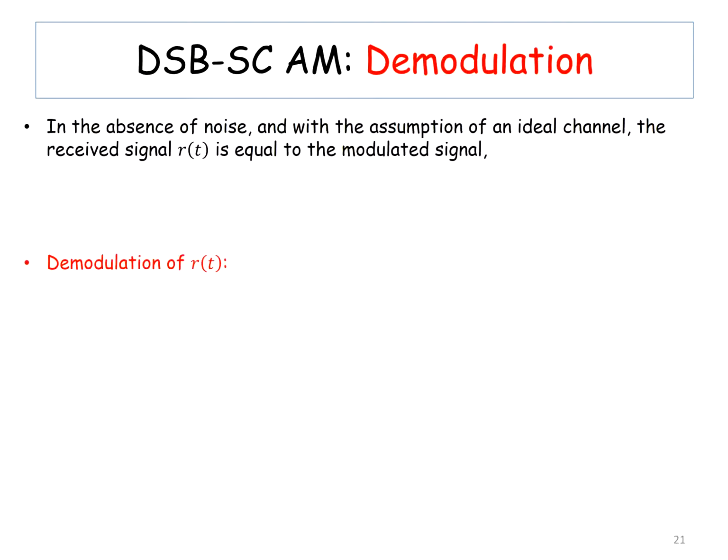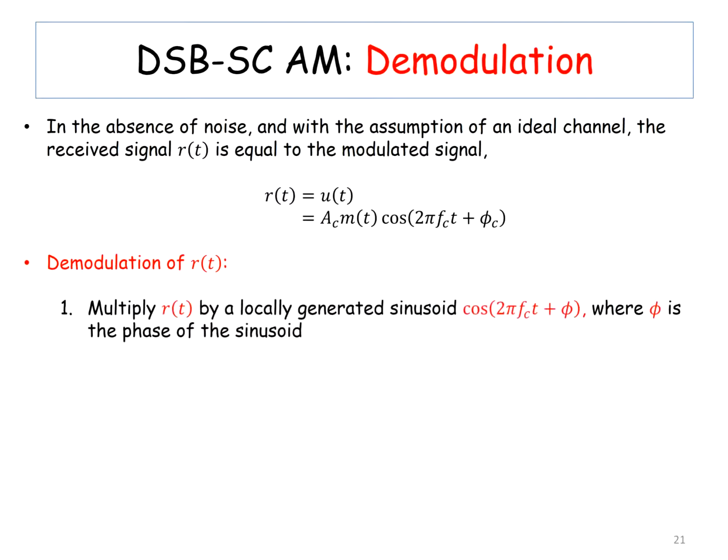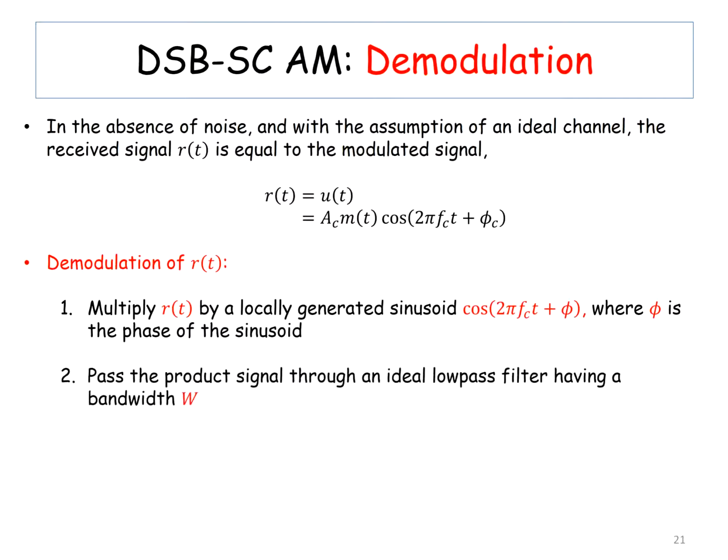In this slide, we start discussing the demodulation. In the absence of noise and with the assumption of an ideal channel, the received signal R of t is equal to the modulated signal. The demodulation process includes two steps. In the first step, the received signal R of t is multiplied by a locally generated sinusoid. Notice that this sinusoid has its own phase term rather than the carrier phase. In the second step, the resulting signal is passed through an ideal low-pass filter with the bandwidth W.